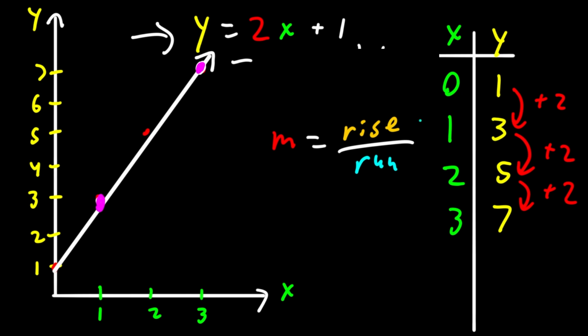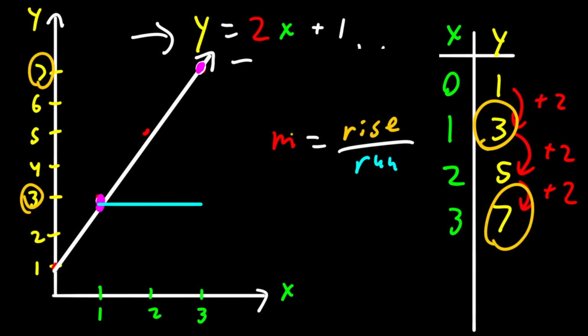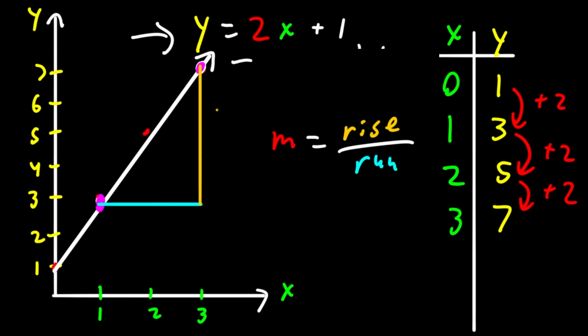So we're going to run from 1 to 3. And then we're going to rise from 3 to 7. So we're going to go up 4. So we went up 4 units, and then we're going to run 2 units to the right. So the rise is 4, while the run is 2. 4 divided by 2 is 2. So this confirms our slope.